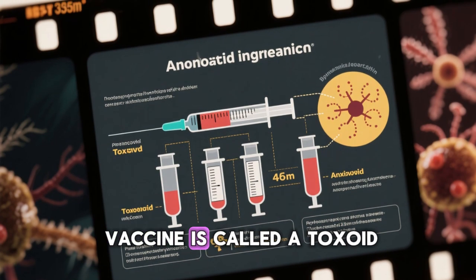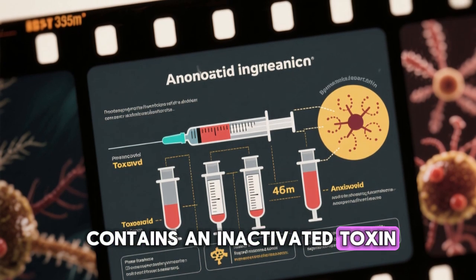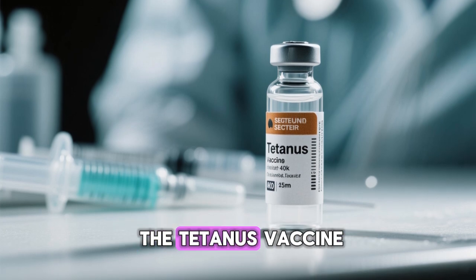The fourth type of vaccine is called a toxoid. This type of vaccine contains an inactivated toxin produced by the bacteria. An example of a toxoid vaccine would be the tetanus vaccine.